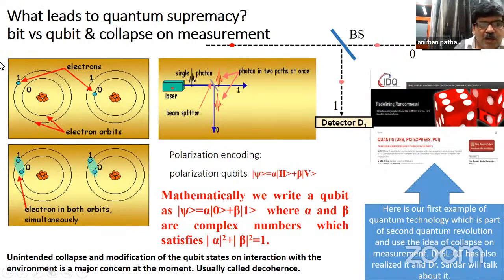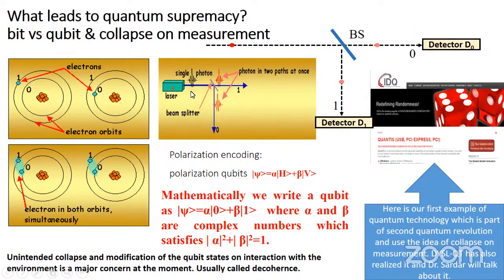So now I continue. This was the bit on the left, and below is the qubit. So how do I make the qubit in my lab? There is a laser, and after the laser, I use a particular kind of attenuator.